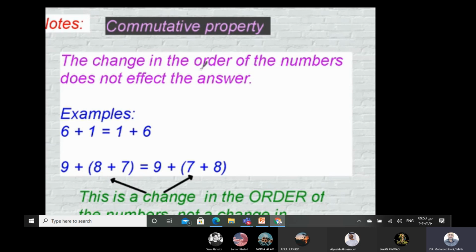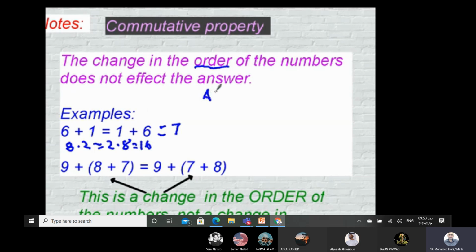It says that the change in the order of the numbers does not affect the answer. So for example, 6 plus 1 and 1 plus 6, those both equal 7. Doesn't make a difference that I do 6 plus 1 or 1 plus 6. The order makes no difference at all. By the same idea, I could say 8 times 2 equals 2 times 8. They both equal 16. Commutative property is all about order.